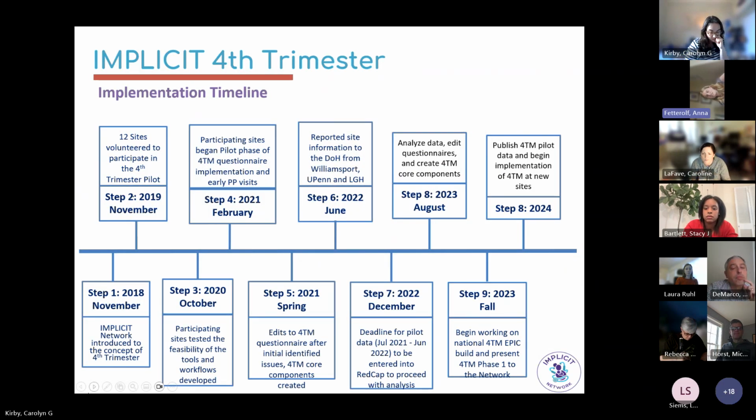So this is just a timeline of how this project has progressed. This was started being talked about in 2018 after the ACOG recommendation came out, and it has been a lot of work getting to this point. Some of the biggest work recently has been around updating our questionnaires and rolling this out so sites are able to start implementing. Next slide, please.